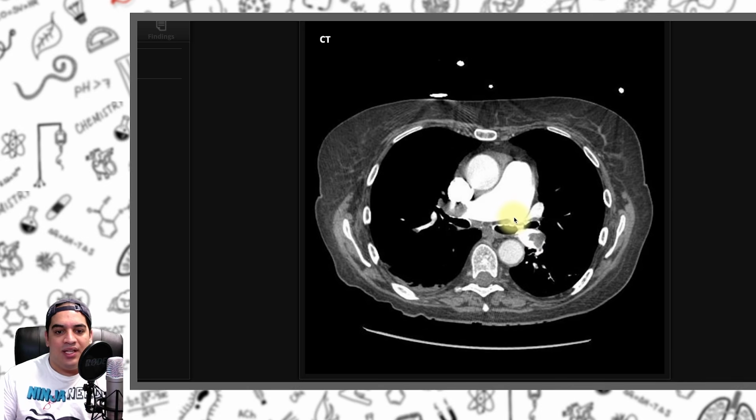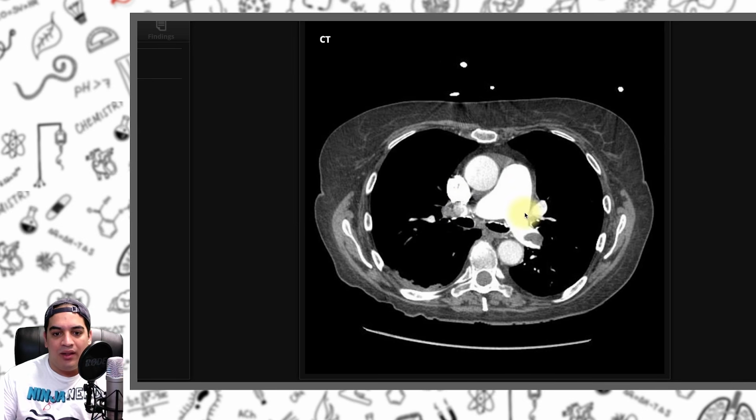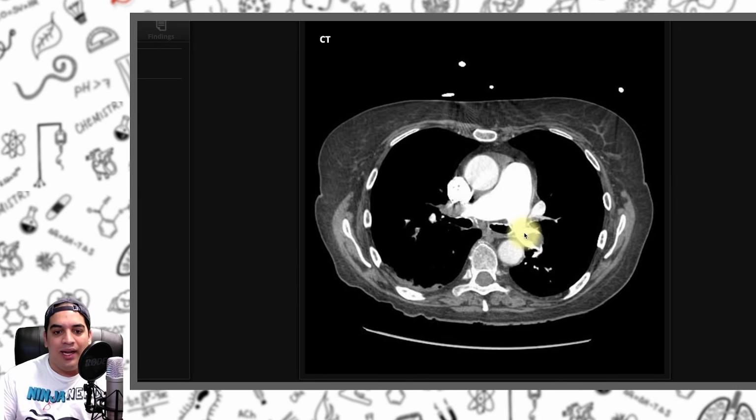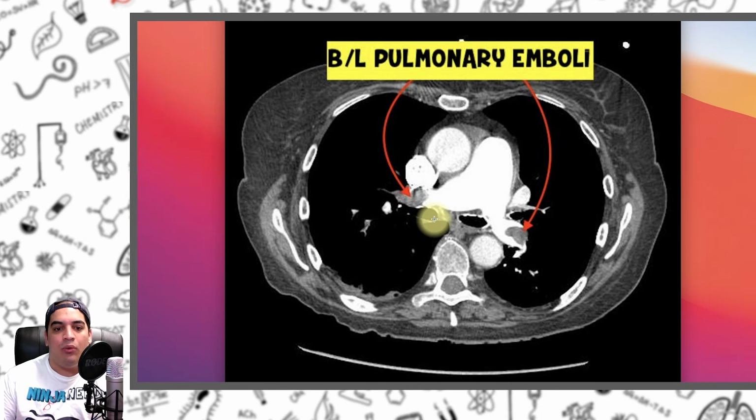But look what I'm seeing here. I'm seeing some kind of darkness right here in that right pulmonary artery. That's a clot. That's actually an embolus. And then look over here in the left pulmonary artery. Boom, another embolus in the left pulmonary artery. This patient is all jacked up. They have bilateral pulmonary emboli that we can see on their CTPA. So this gives you an idea of what it would look like. To summarize, this patient is showing signs of bilateral right and left pulmonary emboli on evidence of the CTPA.